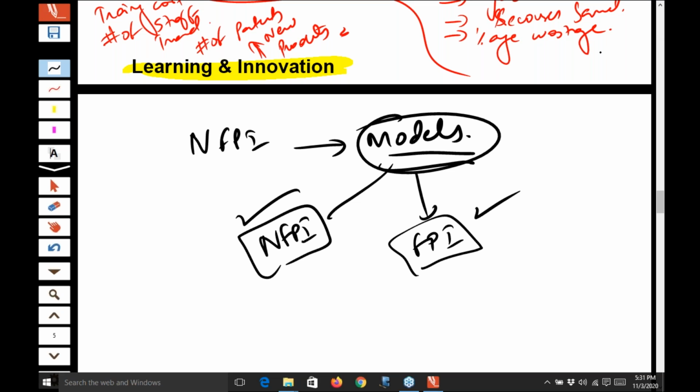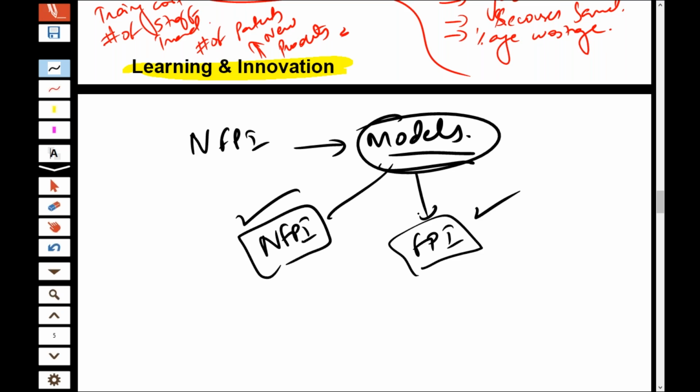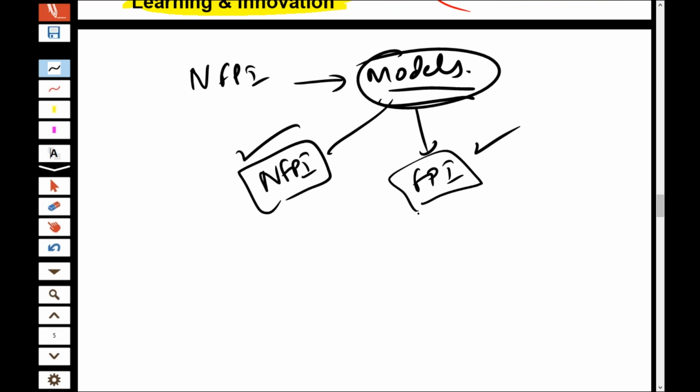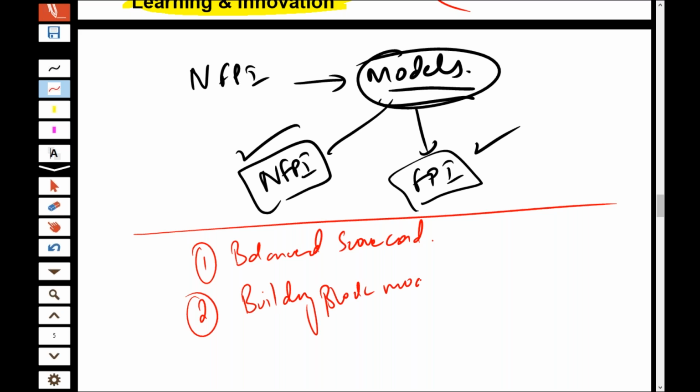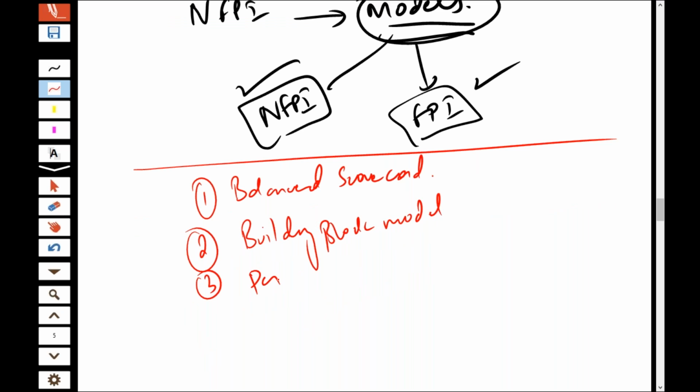Okay, so now what exactly are these models? We are going to start discussing these models one by one. There are three major models that are part of your course. One of them is called the Balanced Scorecard. The other one is called the Building Block Model. And the third one is called Performance Pyramid.